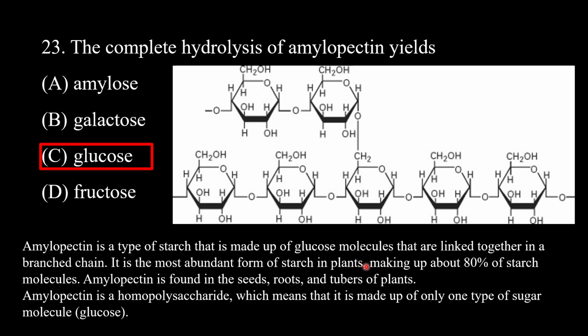Amylopectin is a type of starch that is made up of glucose molecules that are linked together in a branch chain. It is the most abundant form of starch in plants, making up about 80% of starch molecules. So it is the most abundantly present plant source taken up by humans as a diet source, at 80%. In which foods is amylopectin found? They are found in seeds, and they are found in roots and tubers of the plants. Amylopectin is a homopolysaccharide, which means that it is made up of only one type of molecule, which is glucose. So all the units are glucose, and when the amylopectins are hydrolyzed, it will give rise to the many glucose units.